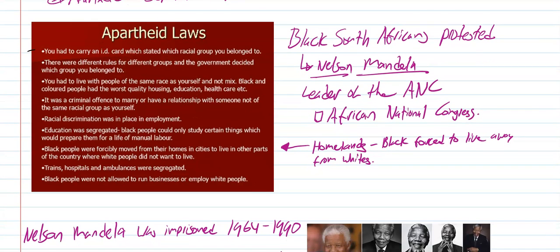You've got these various laws here, and what I did was I just took this out of a PowerPoint. It simplifies and shows a summary of some of the apartheid laws, and you can take a look at it a little bit closer. I am going to read a few of them to you. If you were of a racial group that was considered a minority in terms of significance, which in most cases were blacks, you had to carry an ID, which stated which racial group you belonged to. Now, whites didn't have to do that. There were also different rules for different groups. You had to live with people of the same race. You could not mix at all.